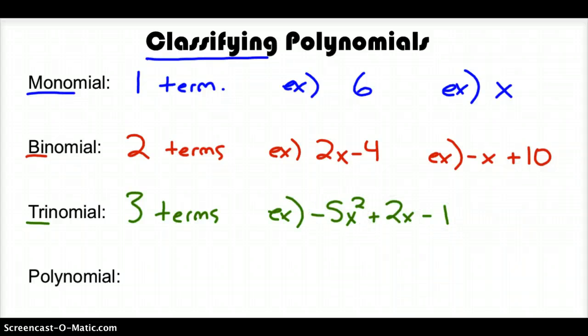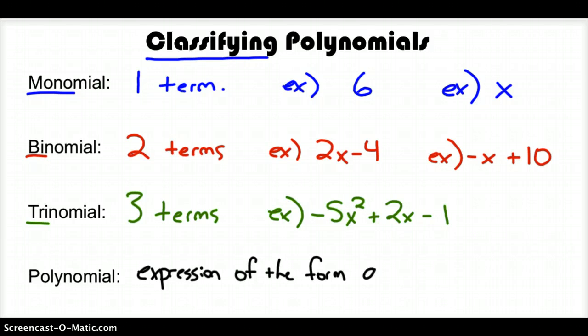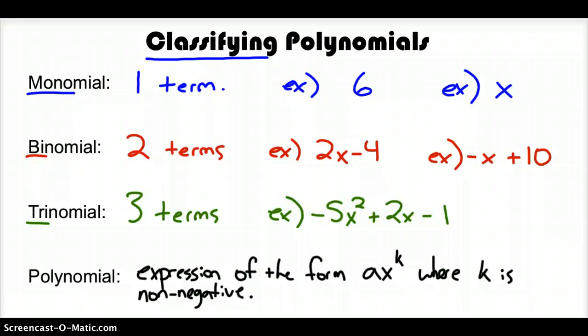Now, a polynomial, technically, I guess all of these actually fall under a polynomial. But remember, that's just an expression. We've already defined this, but it's good review. It's an expression of the form ax to the k, where k is non-negative. In other words, that exponent actually has to be positive. Now let's look at some examples here and let's actually classify these.